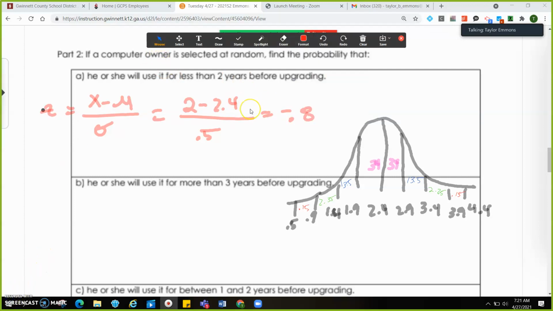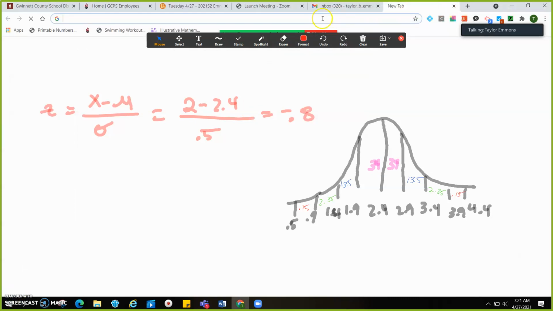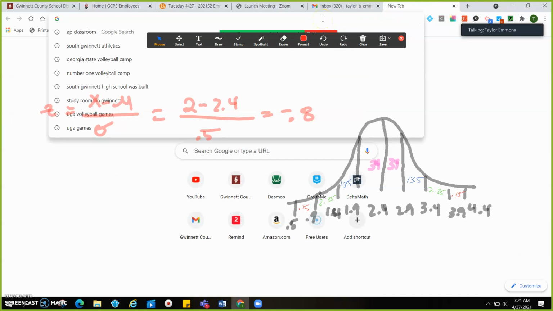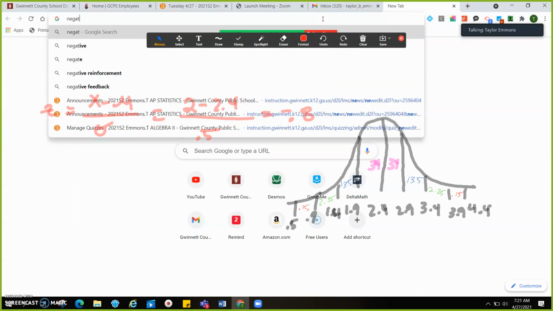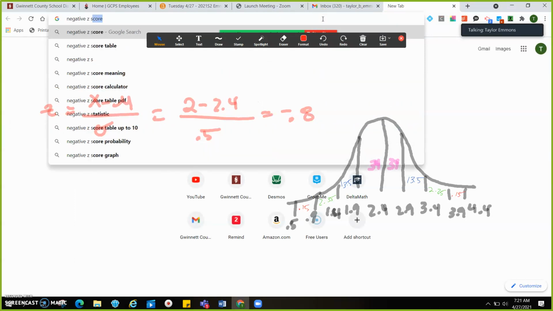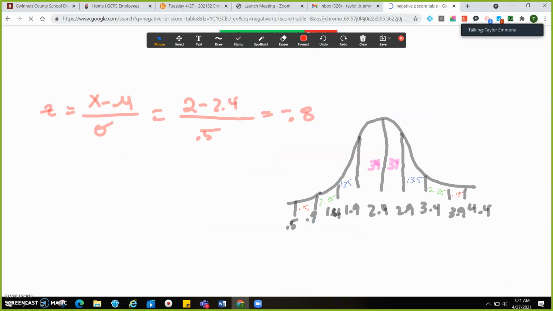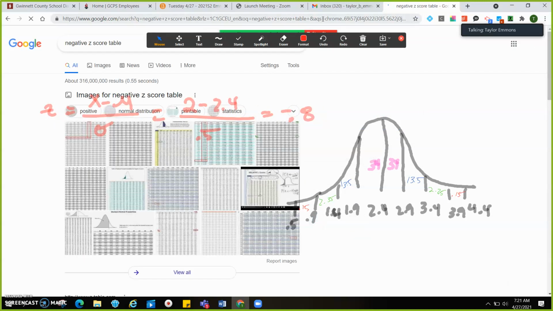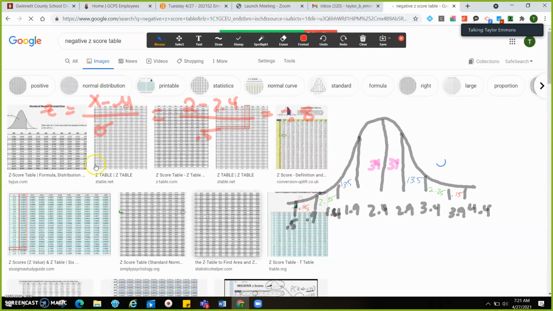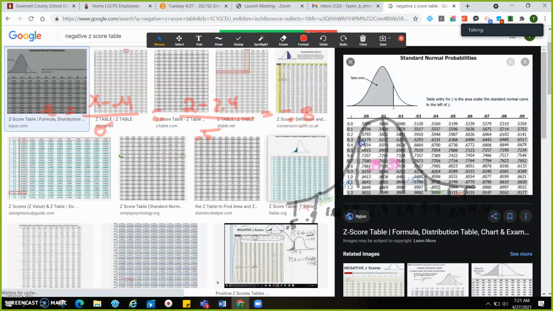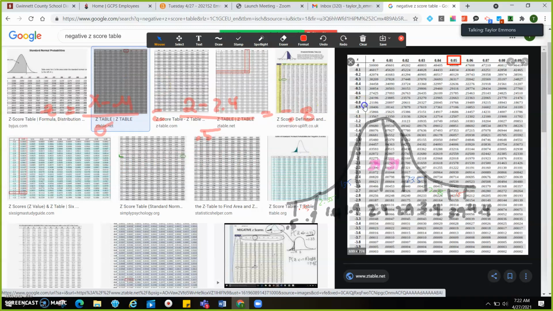Okay, so now we're going to actually talk about a z-score table. So what you would do is you would just open up Google and you would say negative z-score table, since our z-score is negative. Okay, I'm also going to post both of these so that you have access to them. You want to look for a negative one. You don't want to look for a positive one, though. Okay, so you're looking for these negative numbers right here.